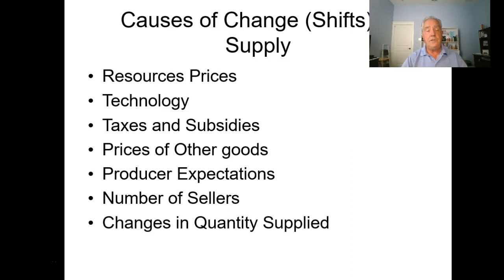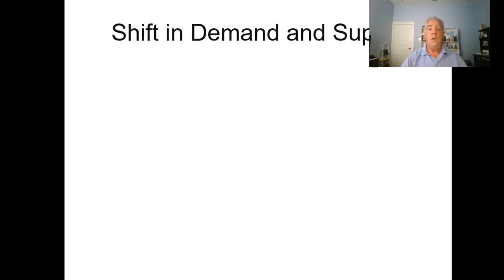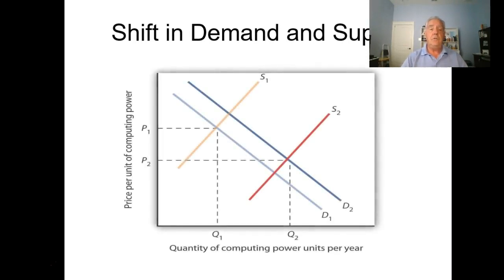All right, changes in the quantity supplied affect prices. Shortages, like we're experiencing now with gasoline. A shift in demand and supply. Let's look at what happens when both shift. Here we see the demand curve, demand 1, and the original supply curve, supply 1. And our price and quantity at that is P1 and Q1.